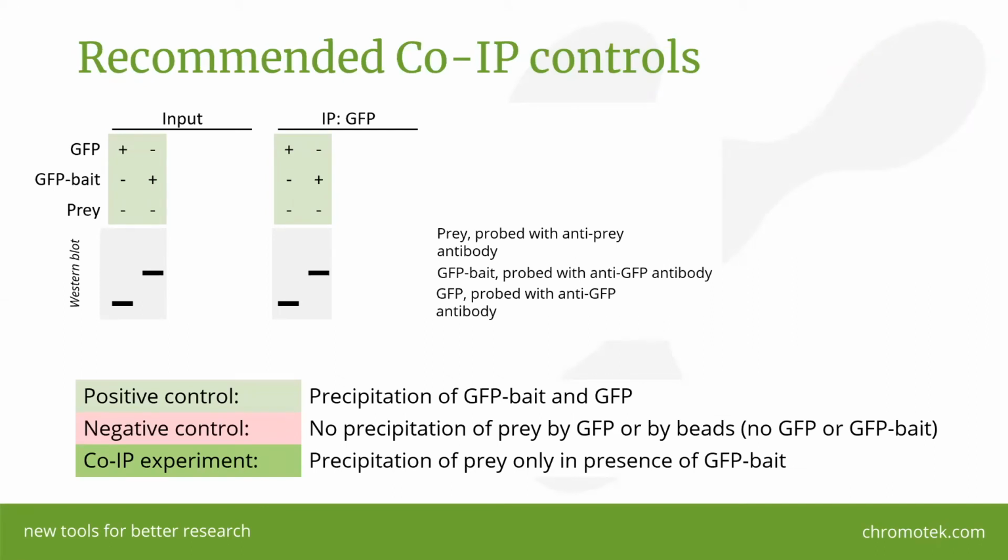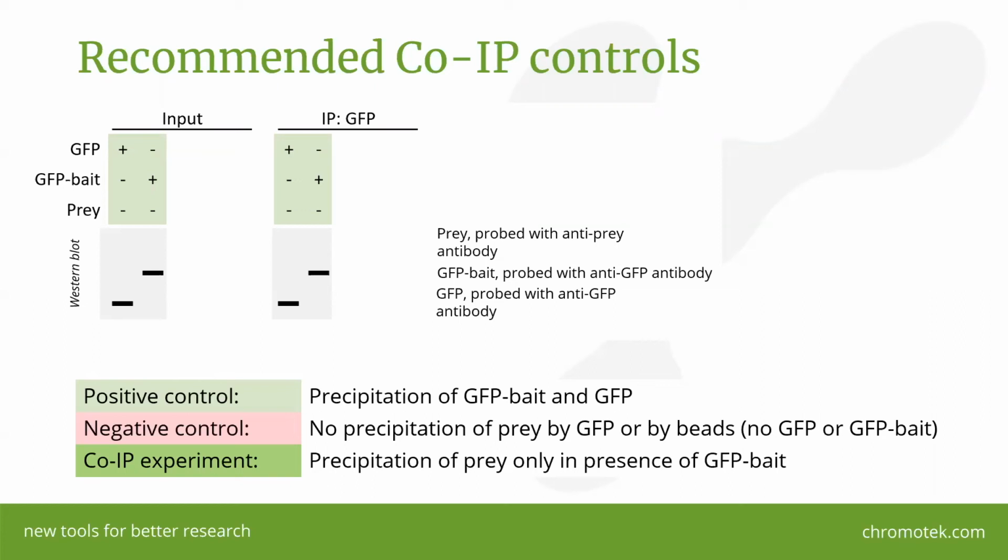So if we talk about co-immunoprecipitation, we have to talk about controls. These are absolutely important to confirm your results and to see if there is a problem, where the problem is.